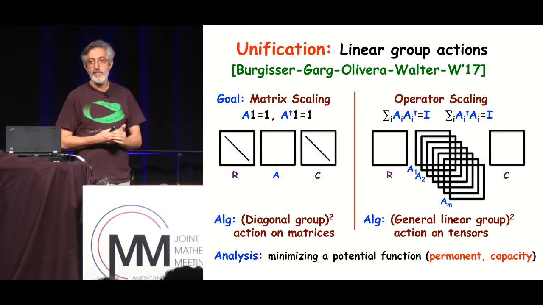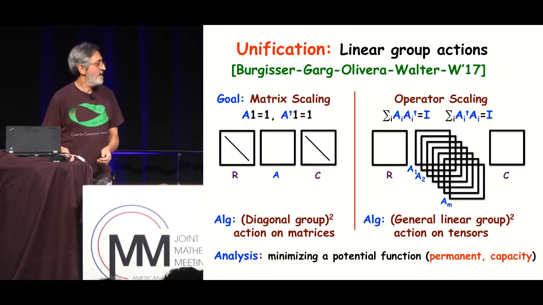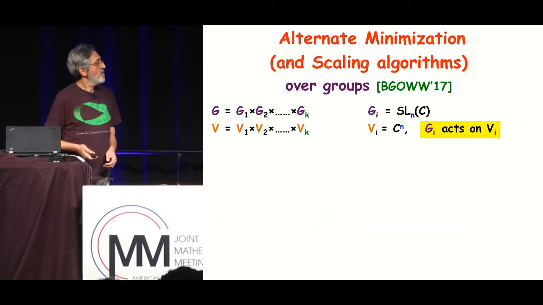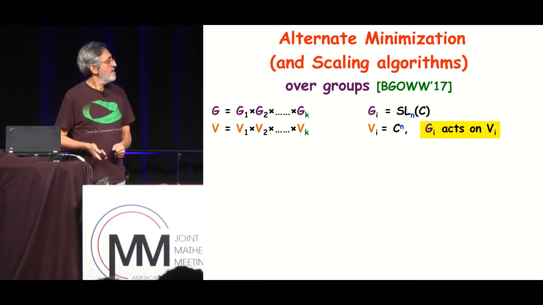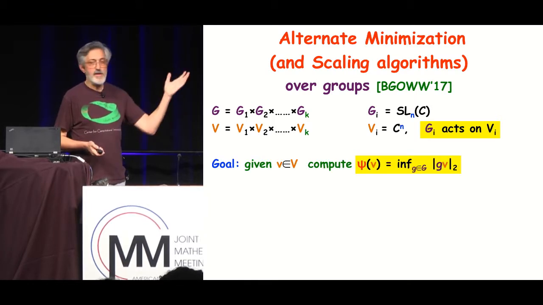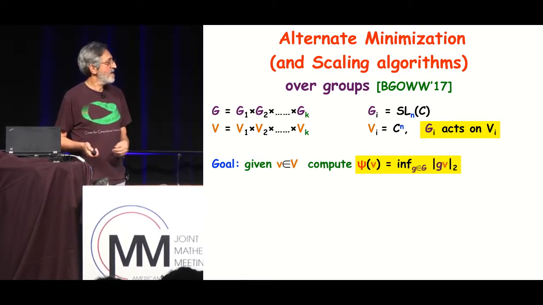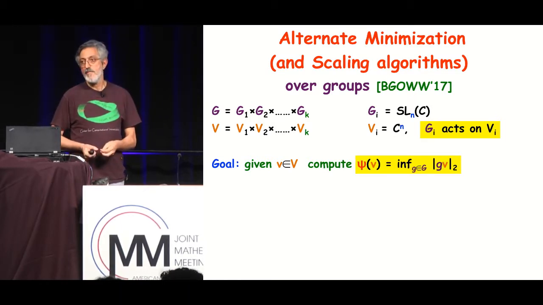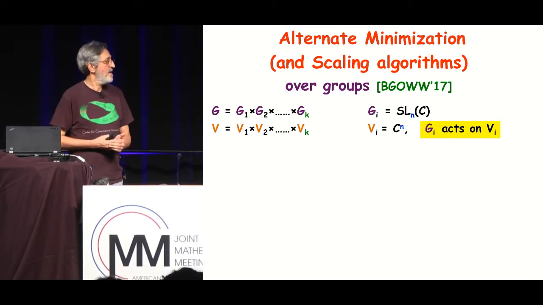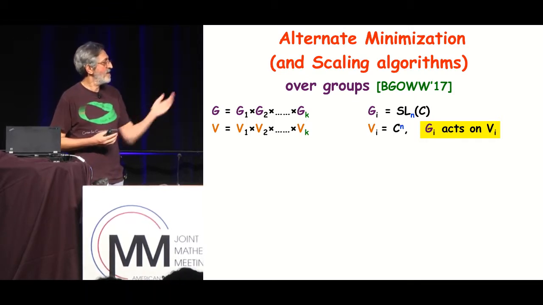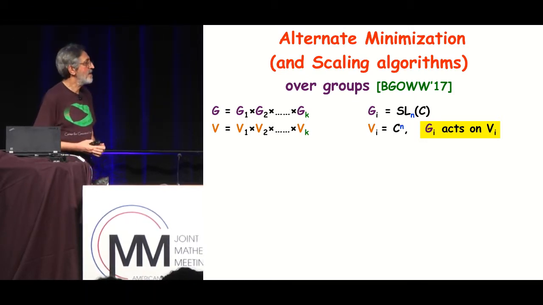And in fact, this group will be a product of linear groups. So that's what we are going to do here. Suppose we have a group which is a product of linear groups, let's say special linear groups, and they are acting on vector spaces, just as usual, by matrix-vector product. So we have a group acting on a vector space, and it's broken up like this.